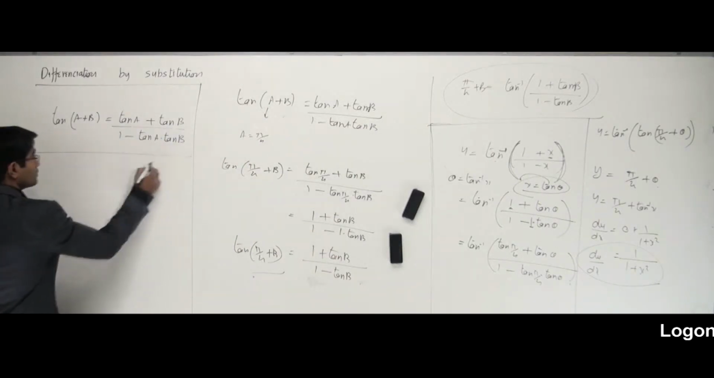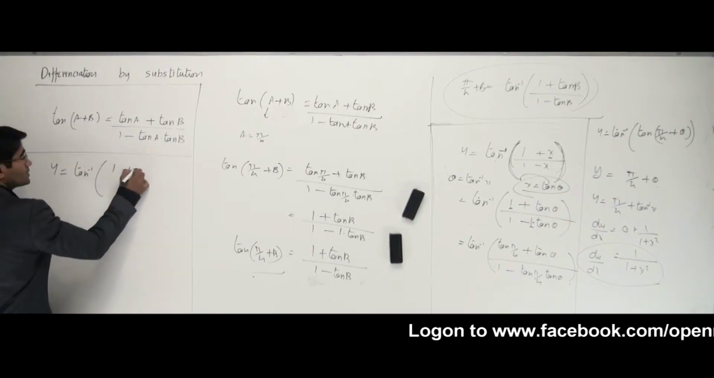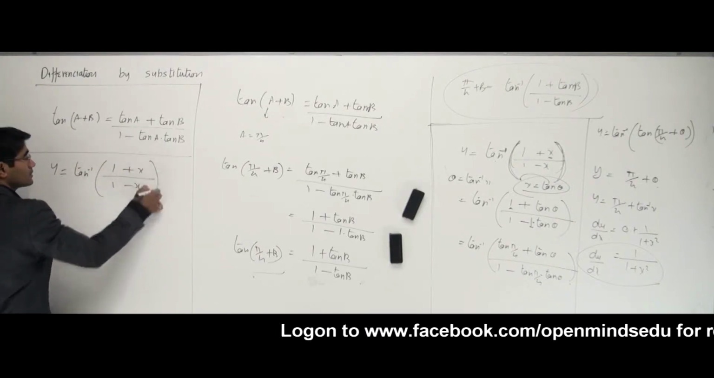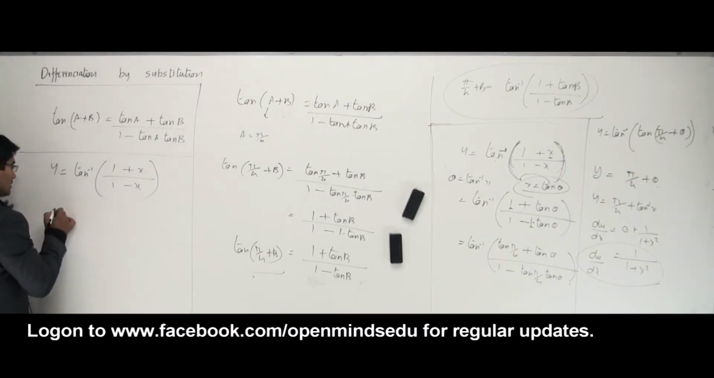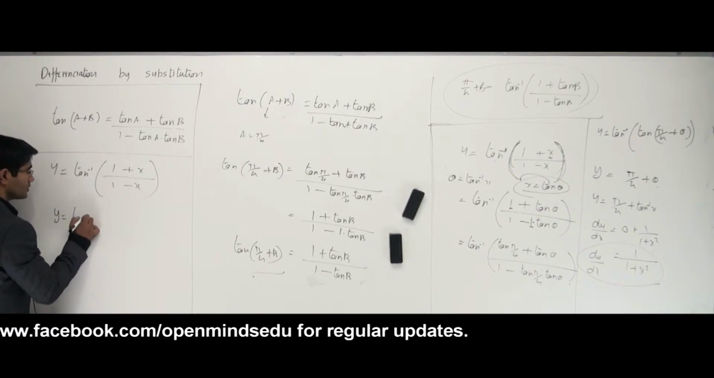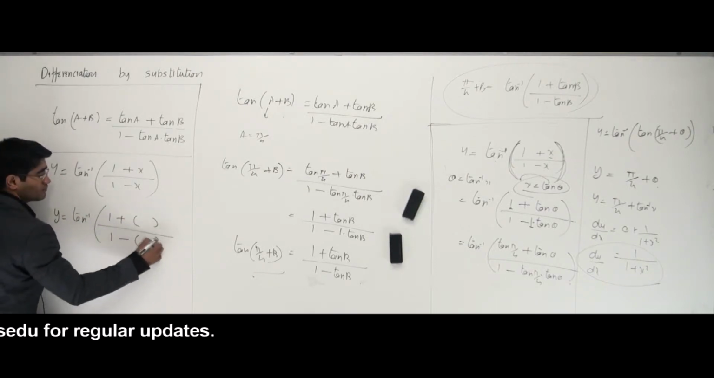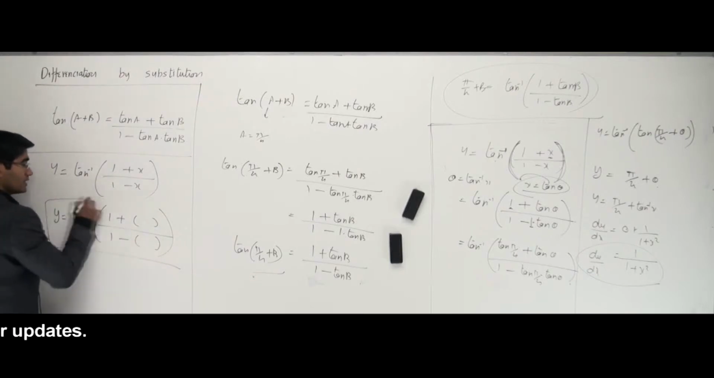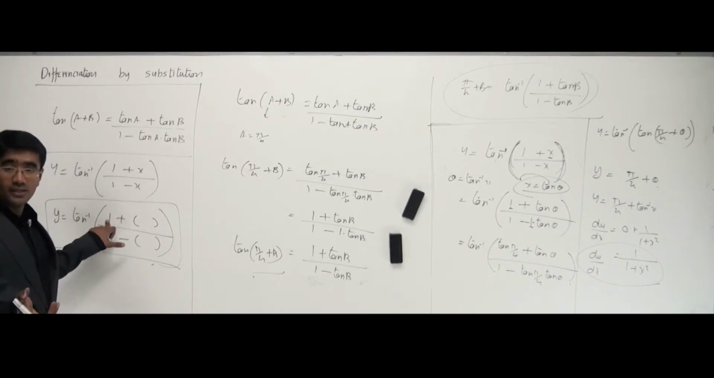So they can ask a question which looks like y is equal to tan inverse of 1 plus x by 1 minus x. All right, anything else they can ask? Yes, they can ask anything like this. Y is equal to tan inverse of 1 plus whatever function by 1 minus same function. Anything which looks like this, a general format, I should take this function to be tan theta, and this has to be like tan 45.